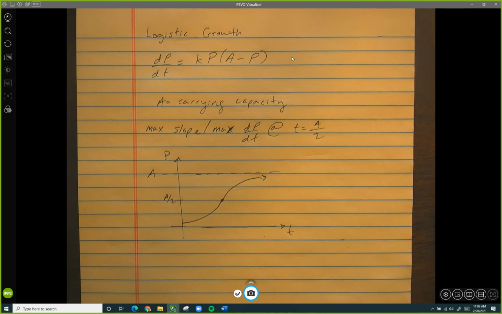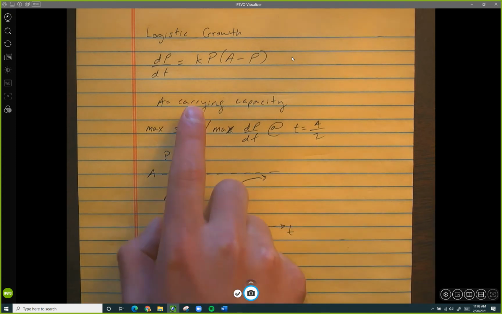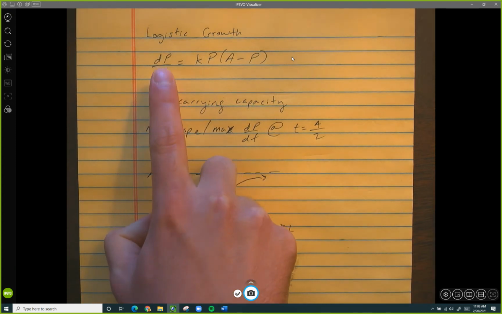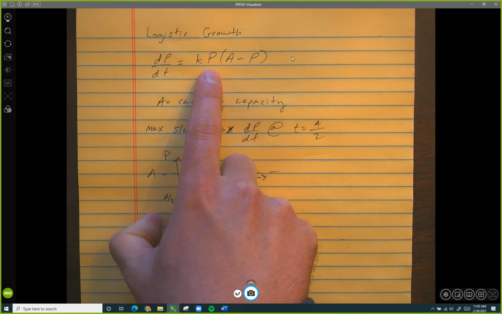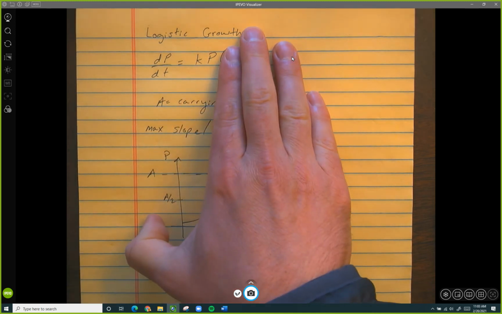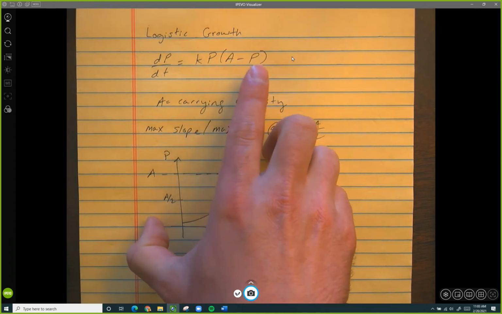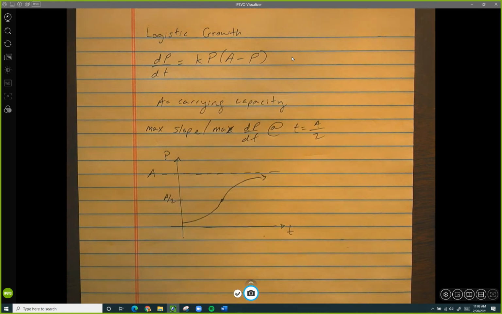Comments or questions, AP Calc BC, about that? dP/dt is the rate of change, and the rate of change is dependent upon the amount, that part makes it exponential, multiplied by the carrying capacity minus that amount. That's the part that makes it a joint variation. That's the part that makes it logistic.